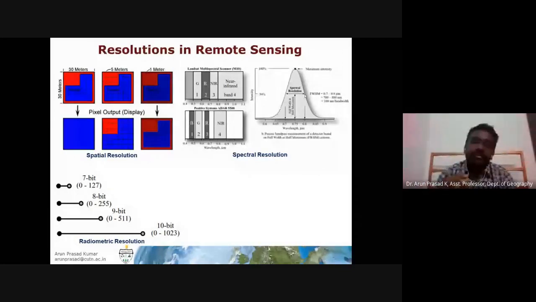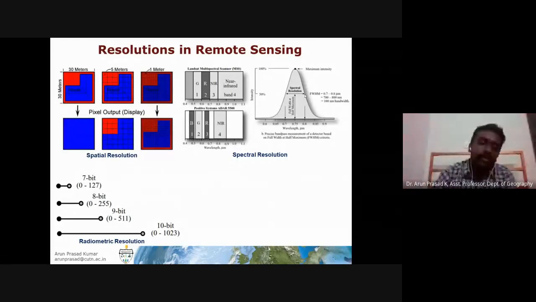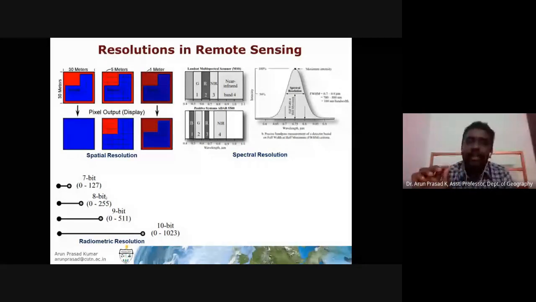So in that particular gray image, the darkest pixel would be assigned the value 0. And the brightest pixel would be assigned the value based on the bit we choose. Suppose we choose 8-bit data, the darkest pixel in that image would be given 0, and the brightest pixel would be given the value 255.